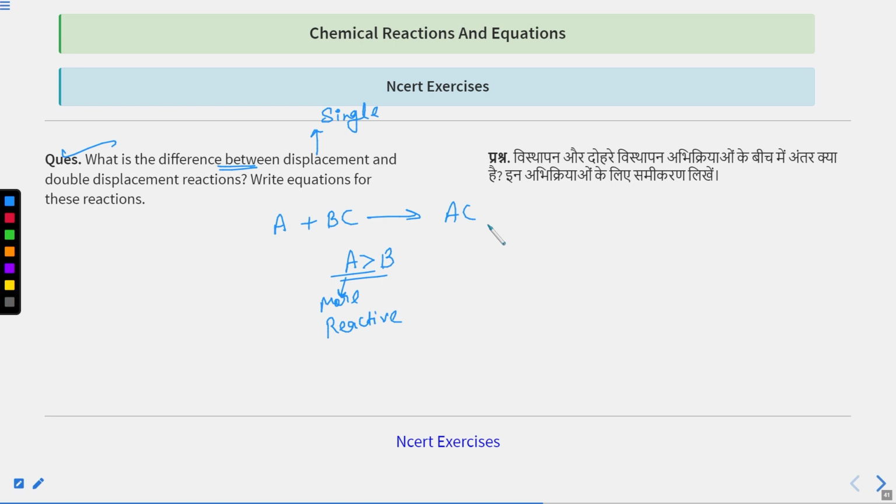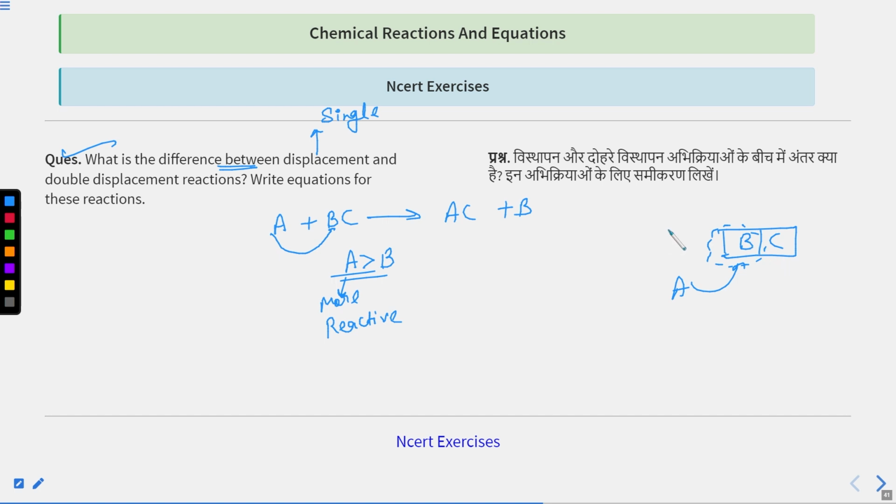You will get AC plus B. That means A is displacing B. It's like, if I'm providing an example, I'm not giving anything, I'm providing only an example. Suppose two students A and B are there and C is coming. Let's take another example. Suppose two students B, C are there and A is coming. A wants to sit here. So if A is strong, A can displace it. If B is strong, A can't displace it. That is the point here.